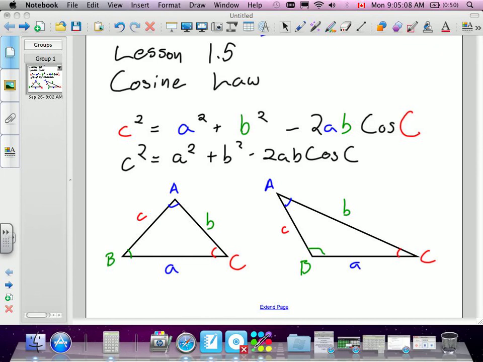Okay, today we're going to do lesson 1.5, which is cosine law. This is the formula here for cosine law. I've just written it twice. One of them was color-coded, so you could relate it to the triangles below.